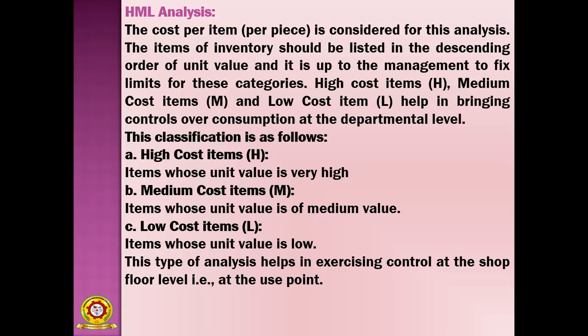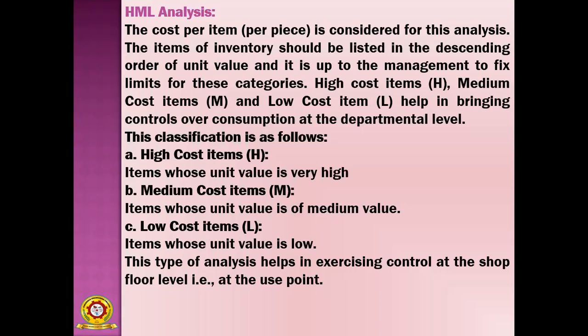This type of analysis helps in exercising control at the shop floor level at the use point. So at the use point, that means where the raw materials are used, you have to have strict control on high cost items, and we have moderate control on medium cost items, and we have control on low cost items at a low level. So according to the cost of the raw material, you have to maintain strict control on the raw materials usage. Okay, so that is an important thing in the HML analysis.